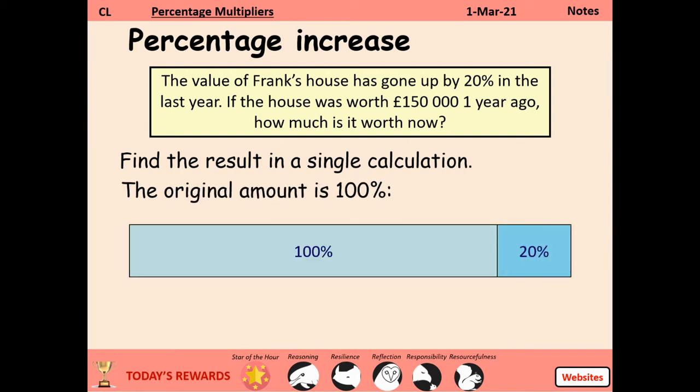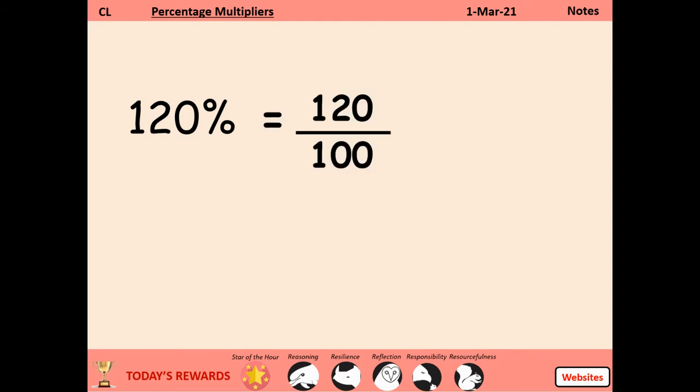So the original amount is 100%, but we now have 120%. So we've added 20%. Does that make sense? The original value of the house was 100%. The new value of the house, which we need to work out after 1 year, is 120%. So how can I work out 120% of £150,000? To make things easier, I need to work out 120% as a multiplier. How do I do that?